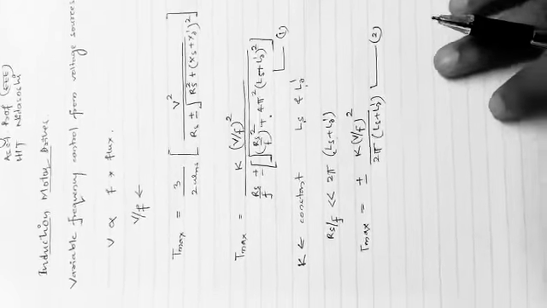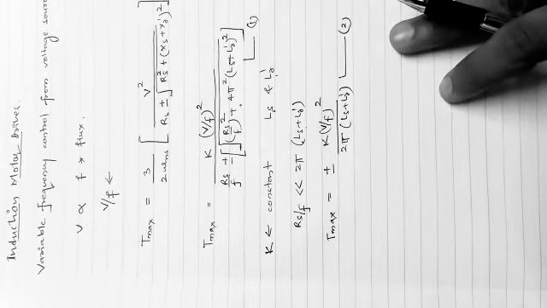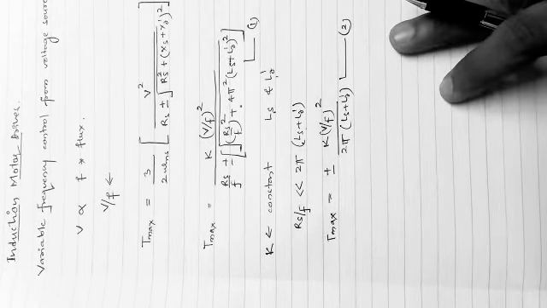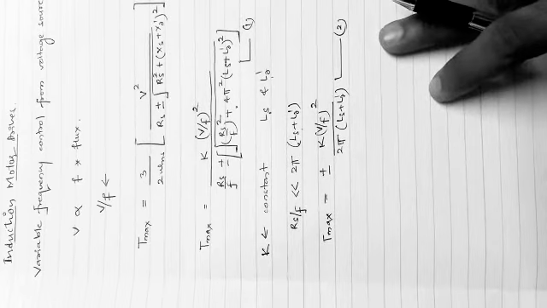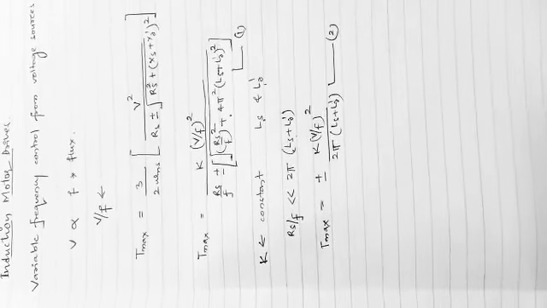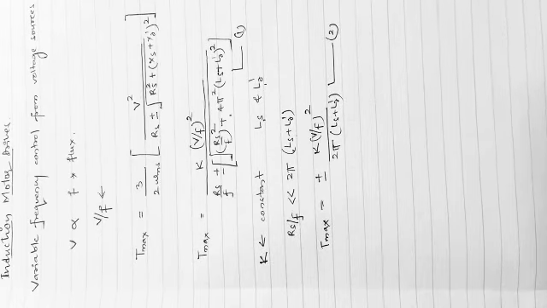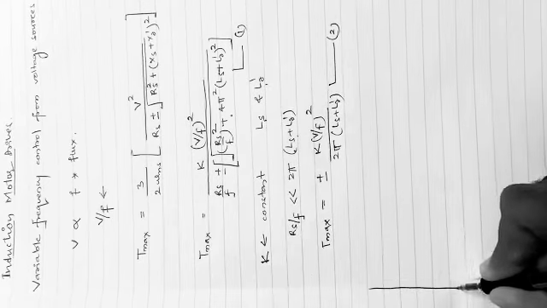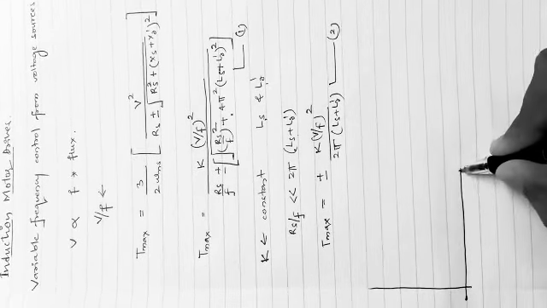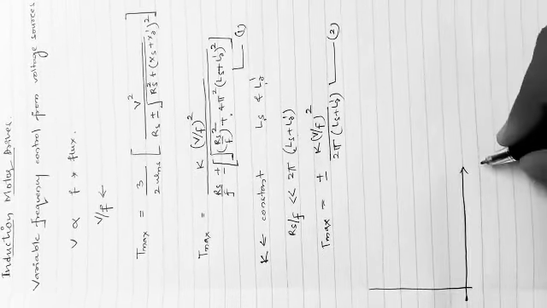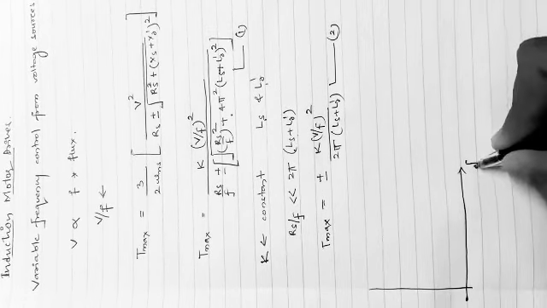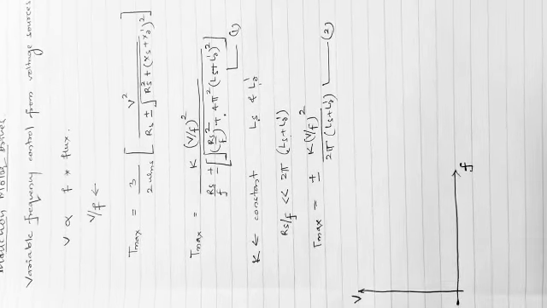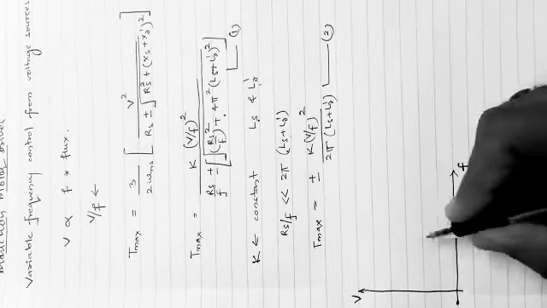Next, we will be seeing the relation of V and F, the variation in terminal voltage with frequency. We'll call it figure A. This axis is frequency F and this is V. We'll mark a base frequency here.